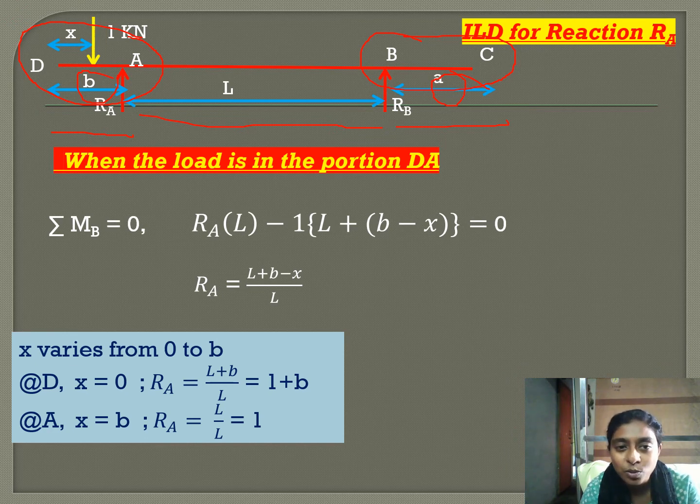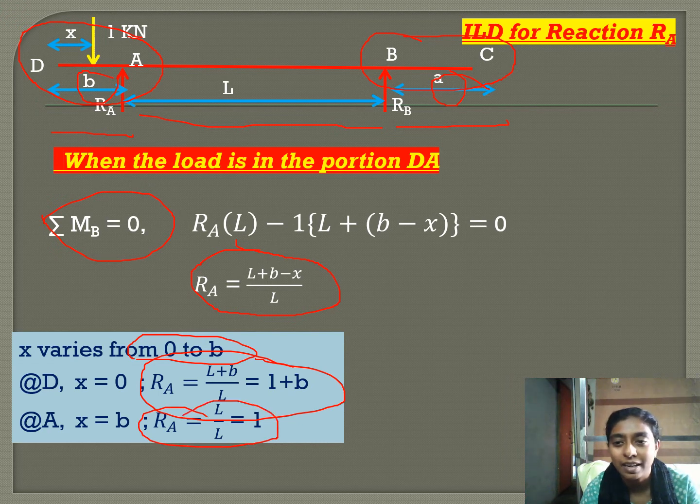For the first portion, apply sigma MB is equal to 0. We get RA is equal to (L plus B minus X) by L. X is varying from 0 to B. So apply X is equal to 0 and X is equal to B, and find the value of RA at D and RA at B. That is 1 plus B by L.